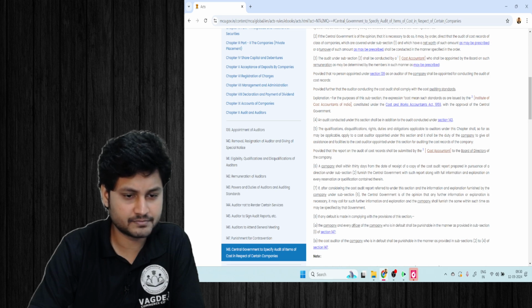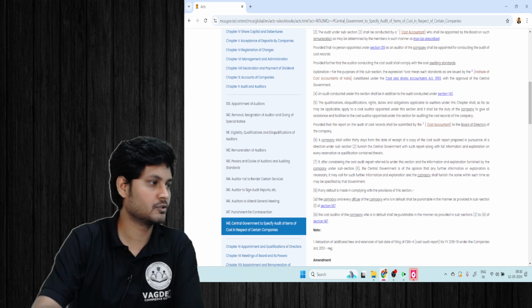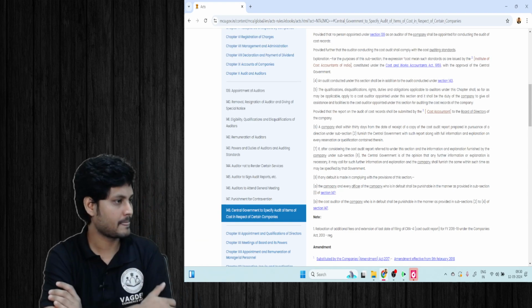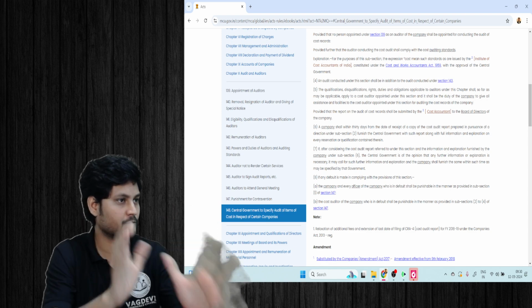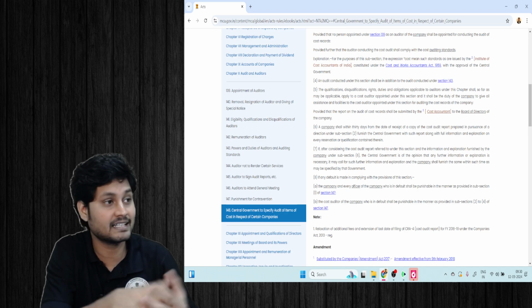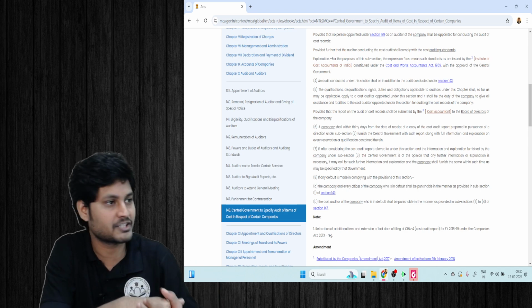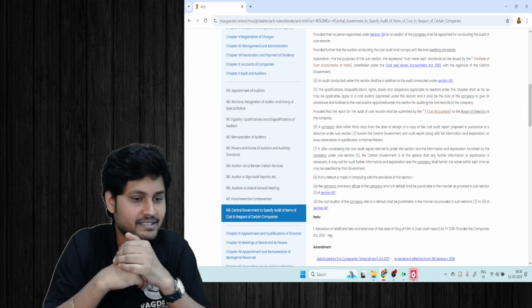It shall be the duty of the company to give all assistance and facilities to the cost auditor appointed under this section. So it is the duty of the company management to support the cost auditor. All the assistance and support must be given. Whatever is required by the cost auditor, he can get the support from whom? Management. Okay, that's it. That is subsection number 5. Please write.